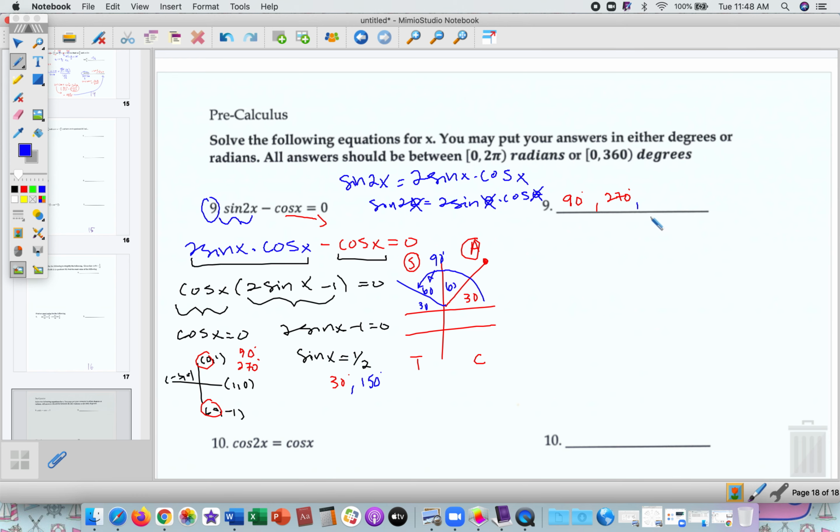So up here we'll add 30 degrees and 150 degrees. You can convert any of these to radians if you want. So I can go 150 degrees over 1 times pi over 180 degrees. And then if I simplify, I would get 5 pi over 6. So I could write 5 pi over 6, I could write pi over 6, I could write 3 pi over 2, and I could write pi over 2. So I could write it in degrees or radians. All are the same.